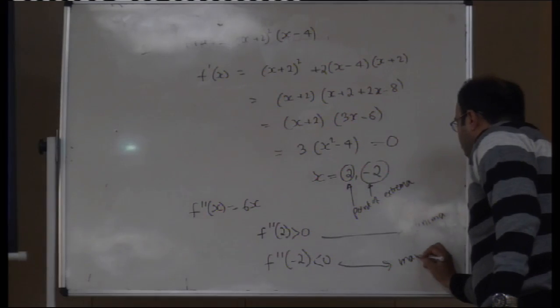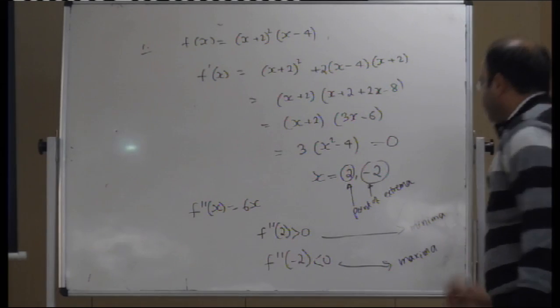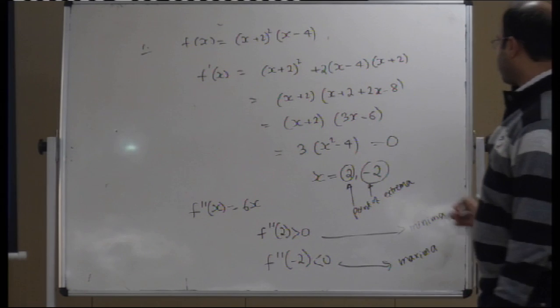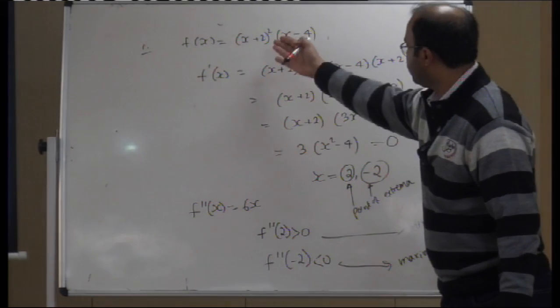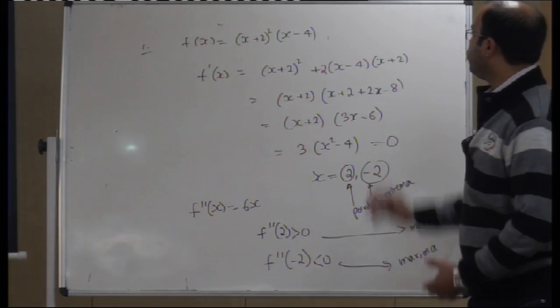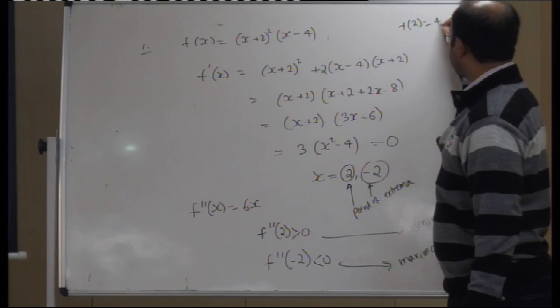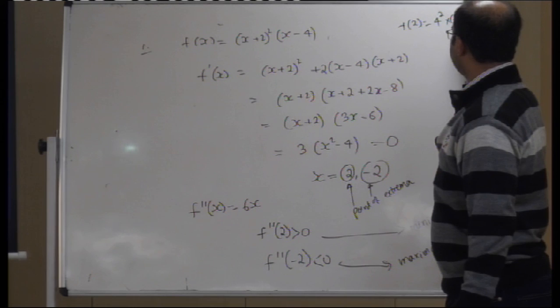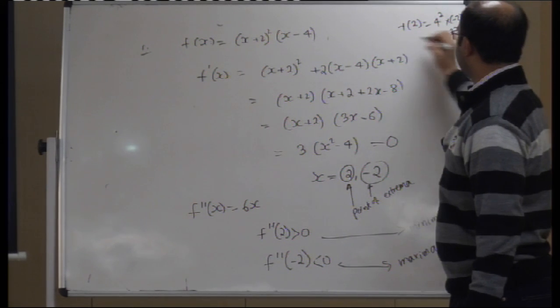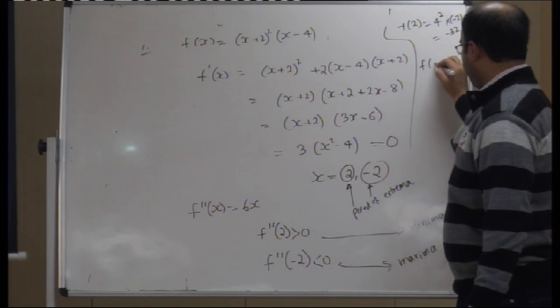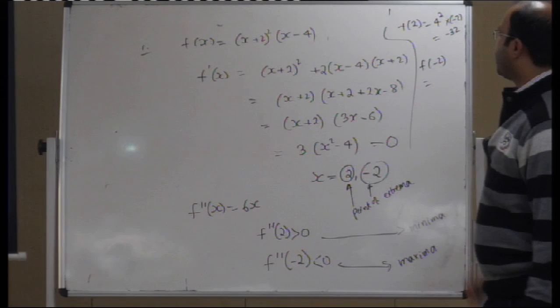And when we talk about the minimum and maximum value, what will be the minimum value? When you put 2 here, f of 2 would become 4 square into minus 2, that would become minus 32. And when we put f of minus 2, that would become 0.